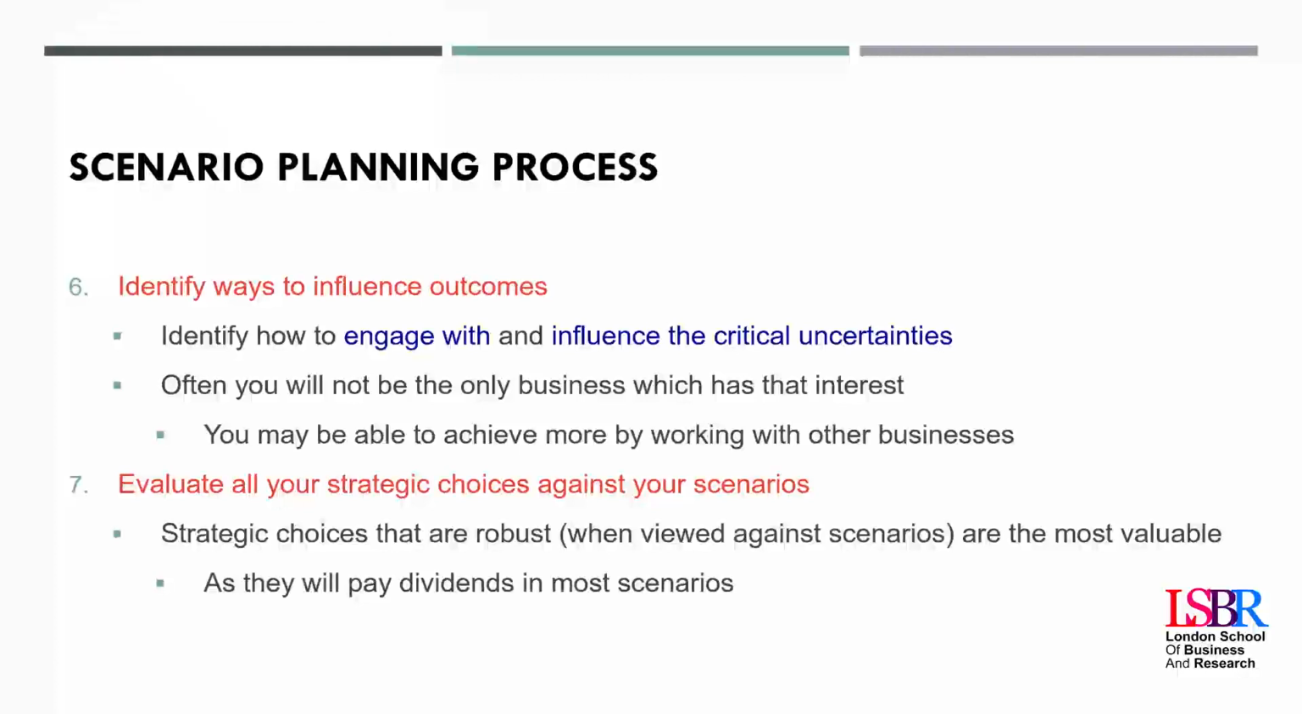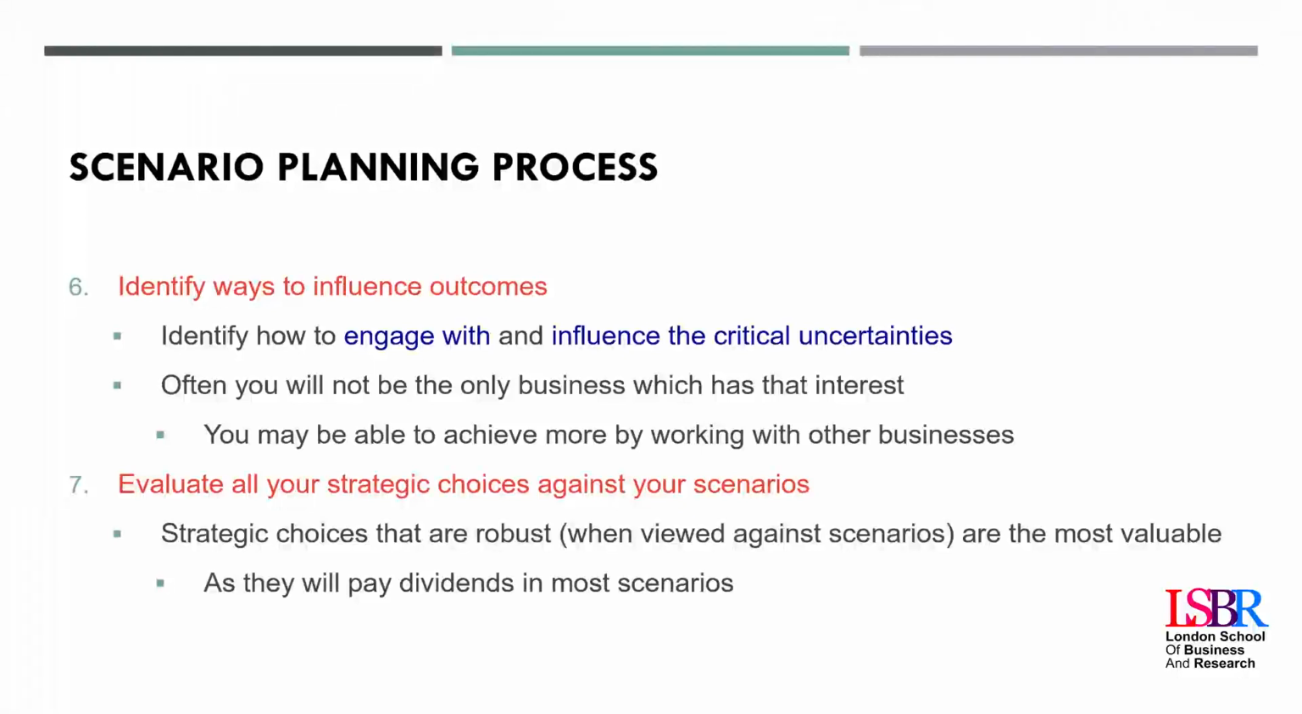So again, once you've figured out how you're going to influence the outcome, it's then about evaluating all of your strategic choices against your scenarios. So what do I mean by that? It's basically about saying, okay, what are the options available to us based on the situation, based on how we expect things to happen, based on how likely we think certain things are to happen, how could these things potentially impact our business, and what can we do? What are our strategic options?